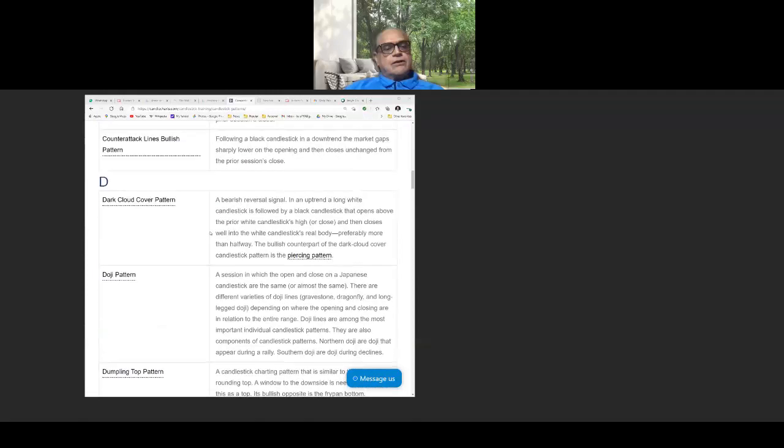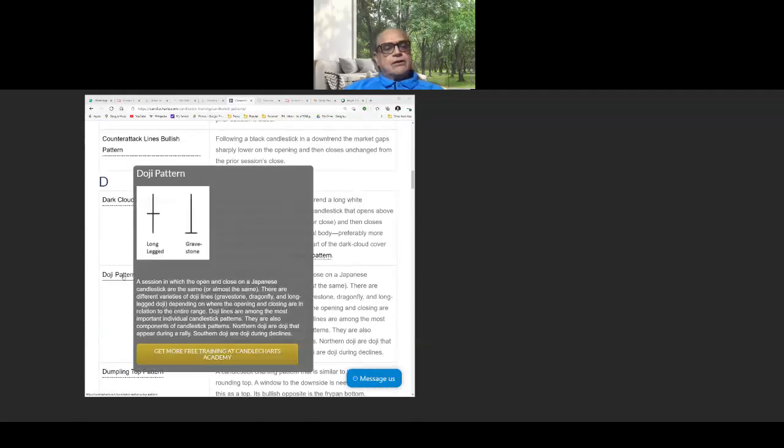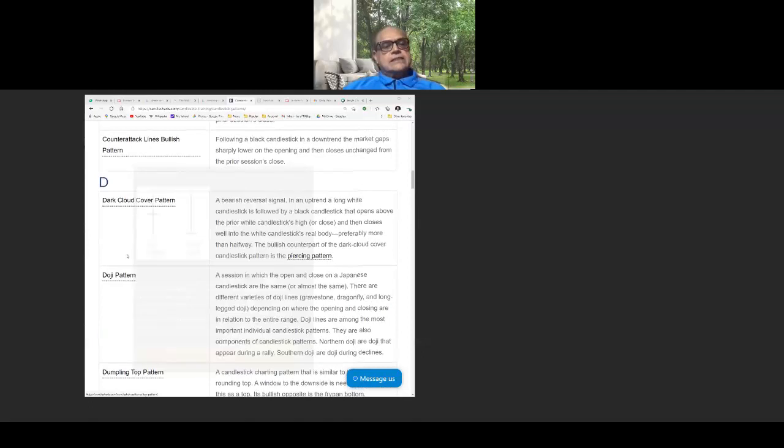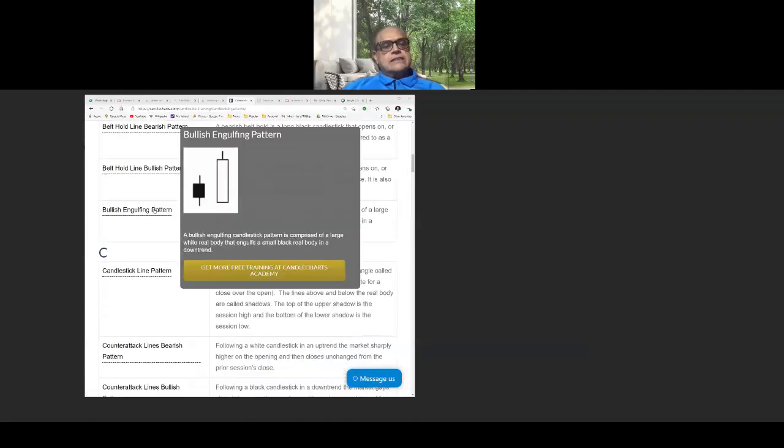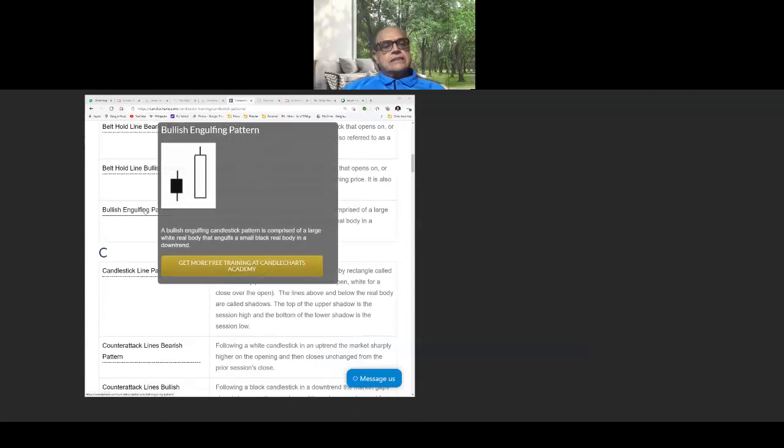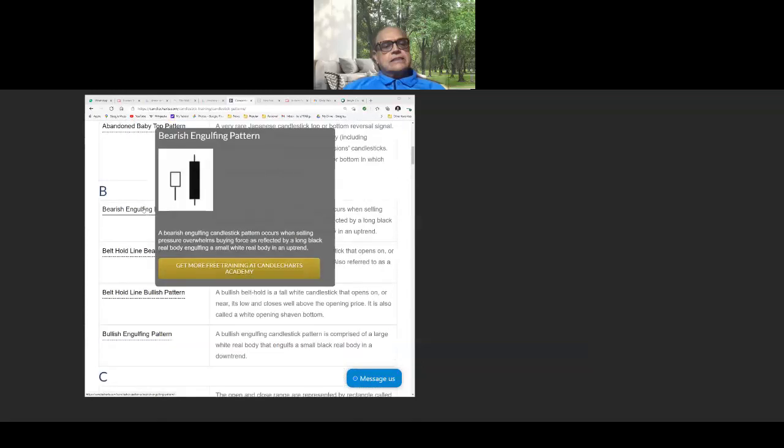The doji is number 1. Yes, doji is number 1, definitely. In my view, doji is clearly number 1, and that clearly gives you a reversal. And then in the middle of the trade, I would look for the engulfing patterns. If you have a bullish engulfing pattern or a bearish engulfing pattern, that gives you a very good idea.